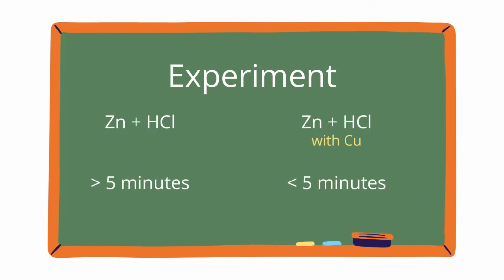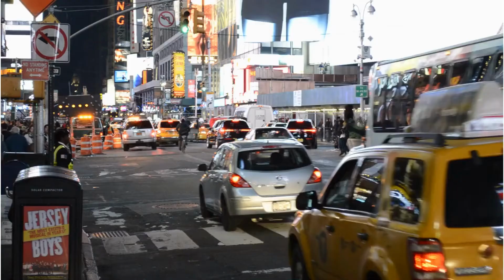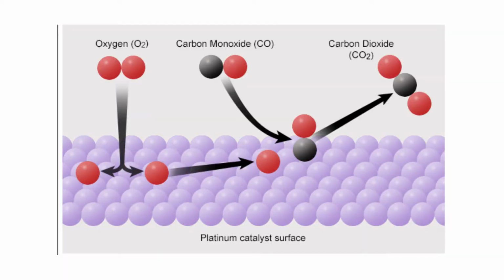Without the copper catalyst, the reaction was completed in 5 minutes and 2 seconds. With the copper catalyst present, the reaction was completed slightly faster in 4 minutes and 54 seconds. This shows that by removing the catalyst, the reaction time is increased by almost 3%. One common use is in cars, where platinum is used as a catalyst to speed up the oxidation of poisonous carbon monoxide to produce the safer carbon dioxide.